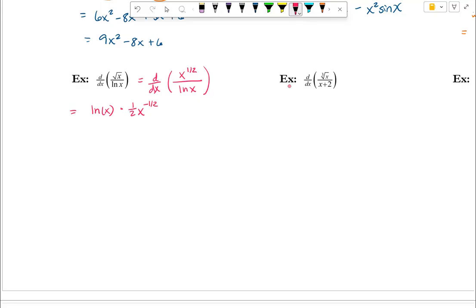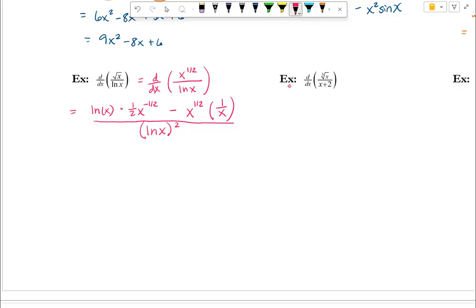And we said as far as multiplying those two pieces, because it's multiplication, it doesn't matter what happens first. So that was low d high minus high d low, so minus my numerator, x to the 1/2 power, times the derivative of the denominator, 1 over x. And then all of that is going to be divided by the denominator squared, so low. All right, so we get our derivative, and it's kind of nasty looking, but that was just our calculus step.